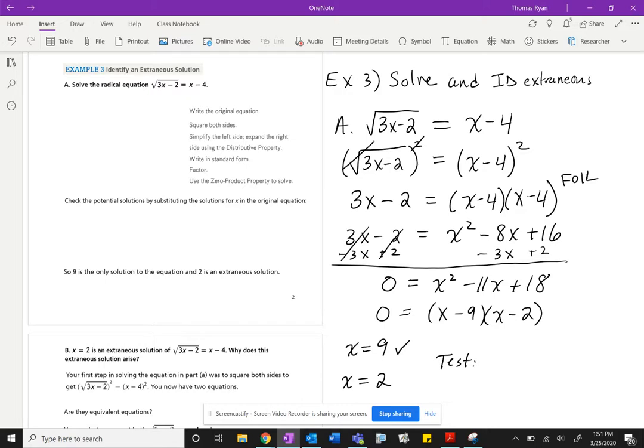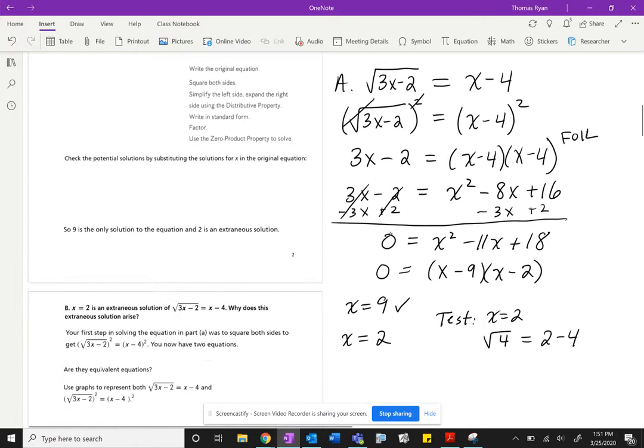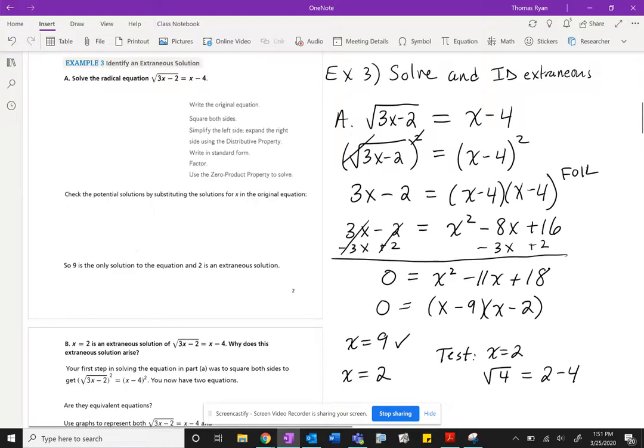Now we've got to test 2. So go back to 2. 2 times 3, 6. Minus 2 is 4. If we test x equals 2, we get the square root of 4 is equal to 2 minus 4. Okay, and I know what we're thinking. Oh, well, the square root of 4 could be positive 2 or negative 2. No. Yes, but no. When you're taking the square root of a number, not when there's a variable involved, not when there's some x on one side or the other, no.